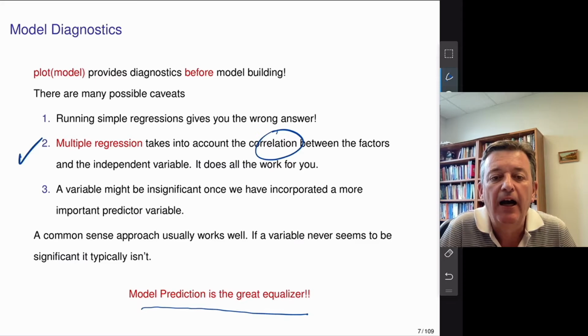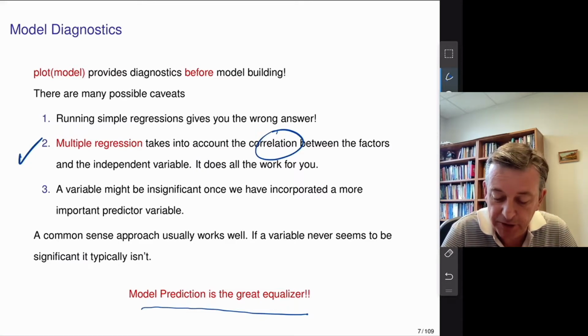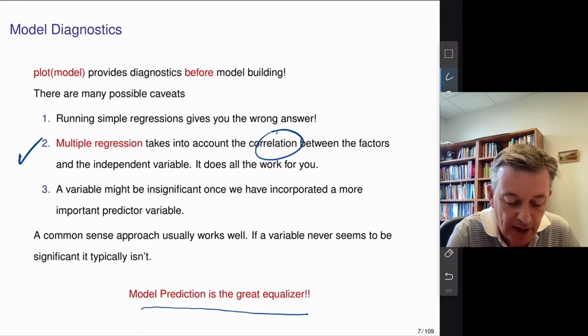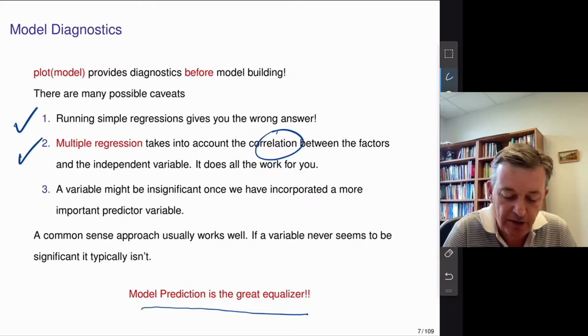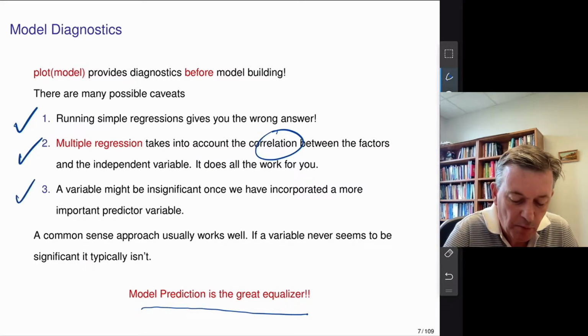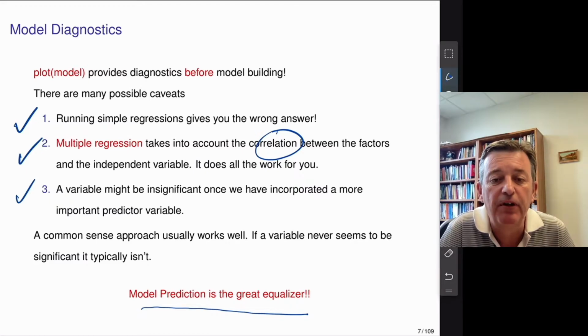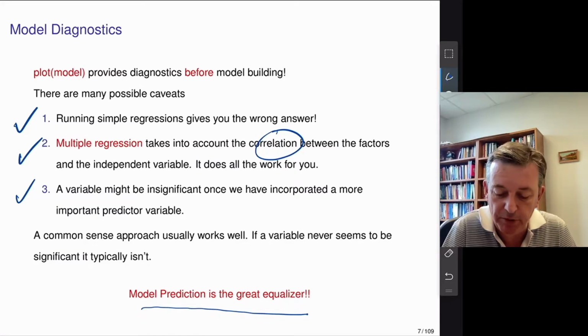But as a general rule, don't worry about correlation between variables, and multiple regression is the tool for parsing that out. And again, as I've already said, running all the simple regressions will give you the wrong beta hat, so don't do that. And as I said, this marginal effect idea, one variable might be insignificant once you've incorporated more important predictor variables.